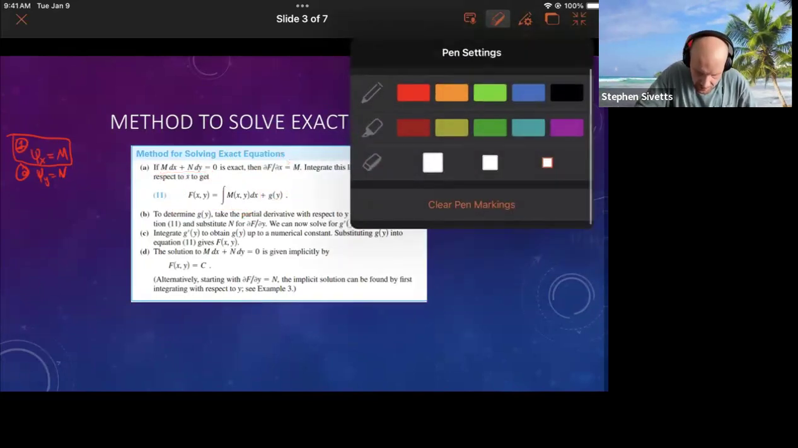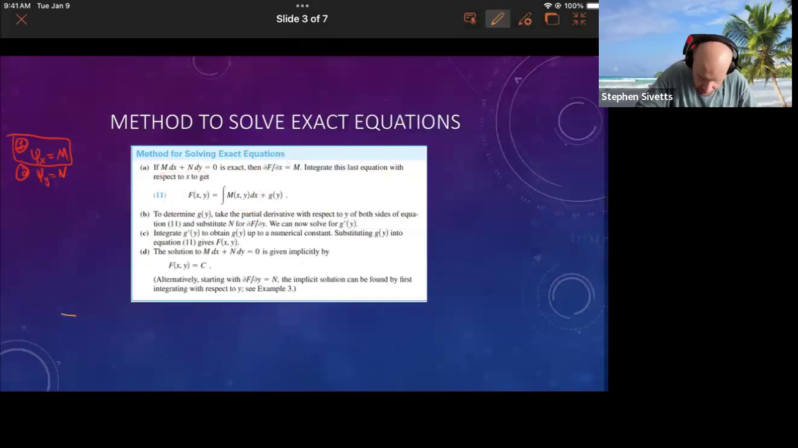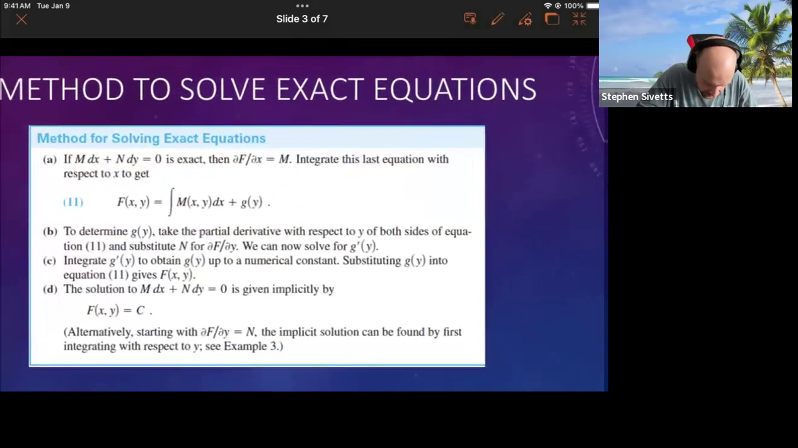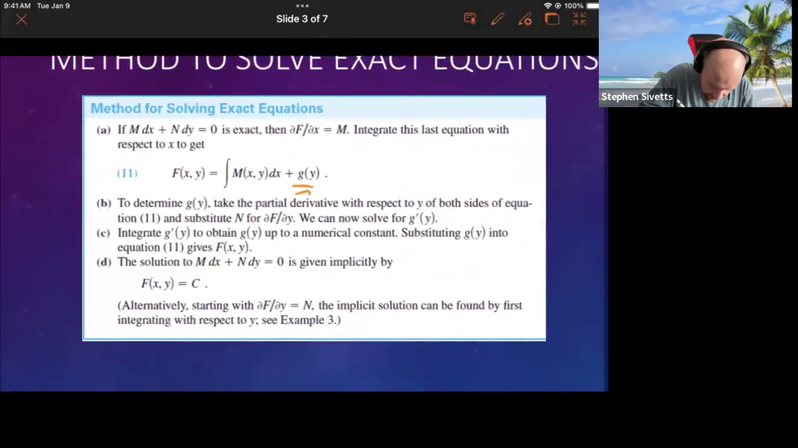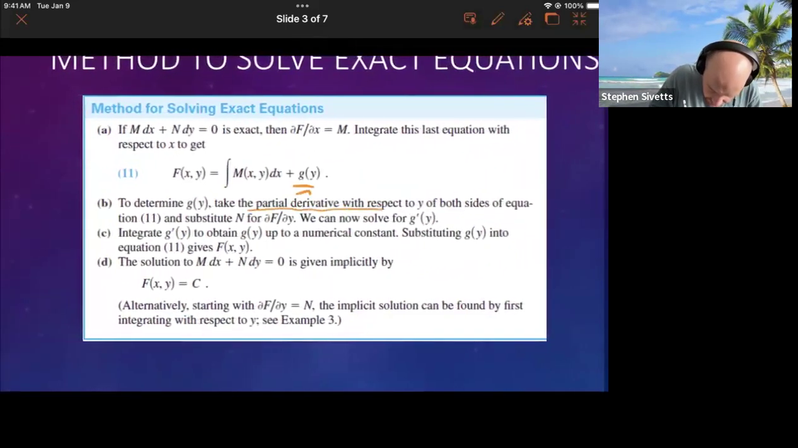And then from this point forward, you are going to determine what the g of y function is, right? So you want to take the partial derivative with respect to y, since we have a function in y as a constant. Okay, and then we want to substitute n for the general solution. Okay, and then from here you solve for g prime of y.